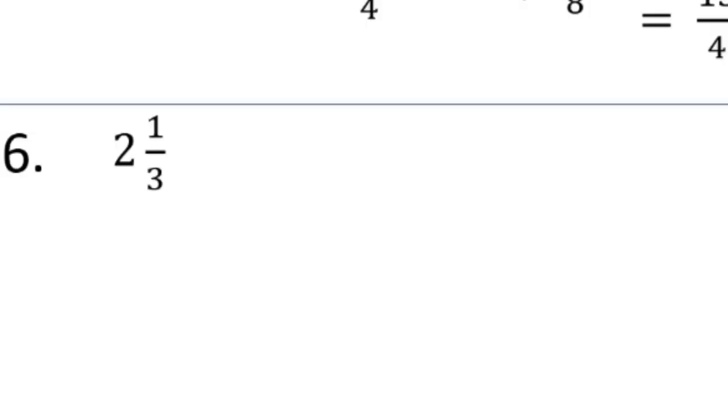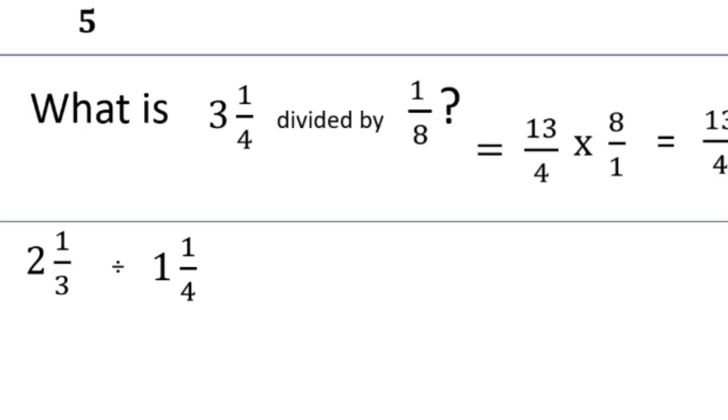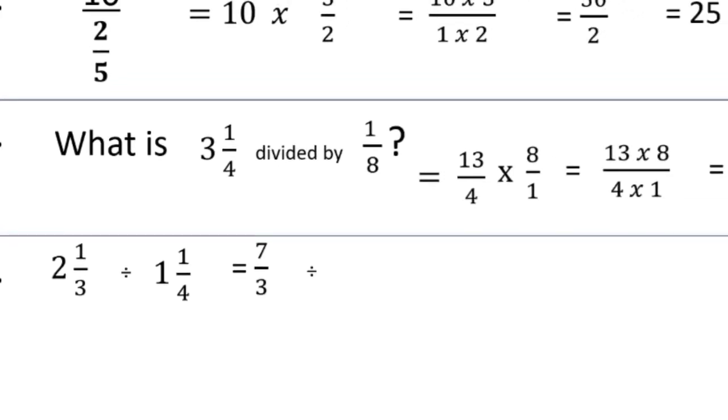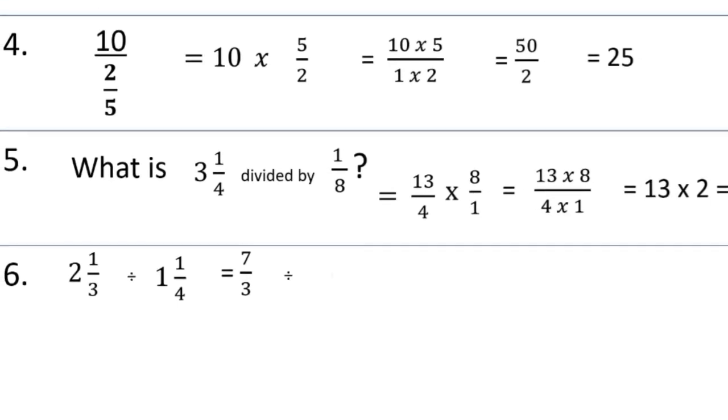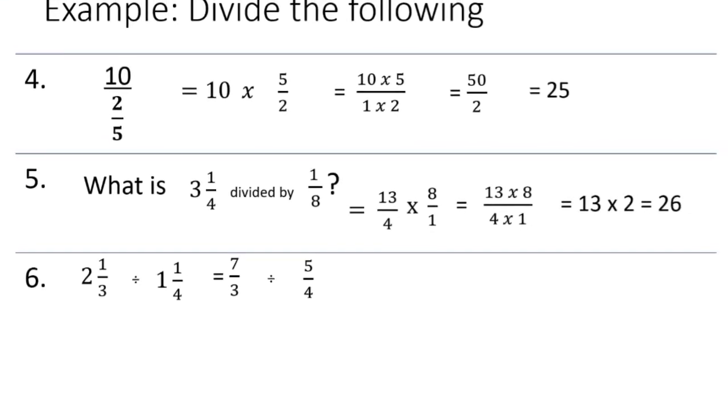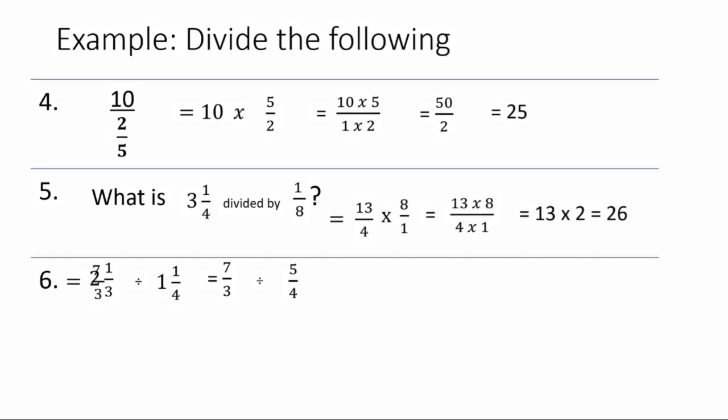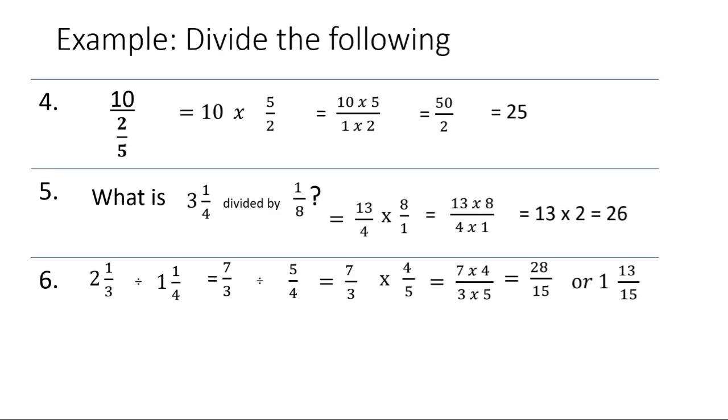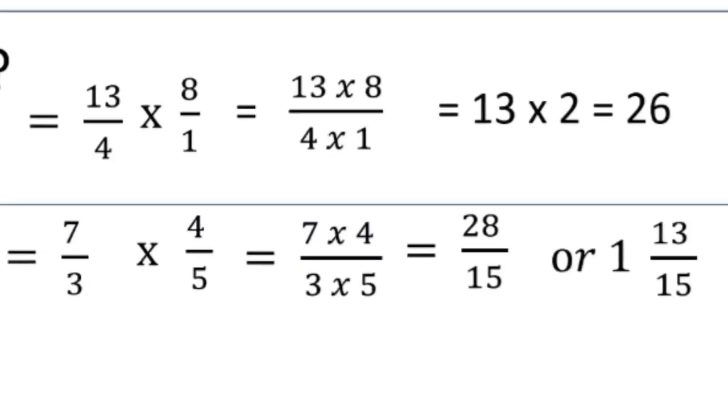For the last example, 2 and 1/3 divided by 1 and 1/4 is equal to, you could see parehas silang mixed fraction. So let's change them first into improper fraction. So 2 and 1/3 is equal to 7 over 3 divided by yung 1 and 1/4 is equal to 5 over 4. Then, divide or get the reciprocal of the divisor. So, we will get 7 over 3 times 4 over 5. Multiply the numerators and the denominator. We will get 28 all over 15 or 1 and 13 over 15.